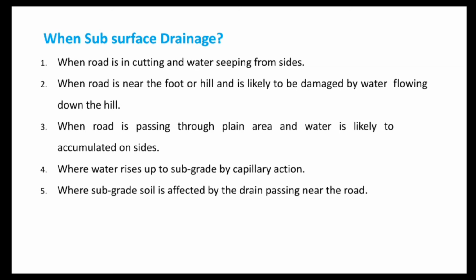Next, when the water rises up to the subgrade by the capillary action, it may weaken the subgrade of the pavement, thus leading to the settlement of the base course and the surface course eventually. And lastly, where the subgrade soil is affected by the drain passing near the road.